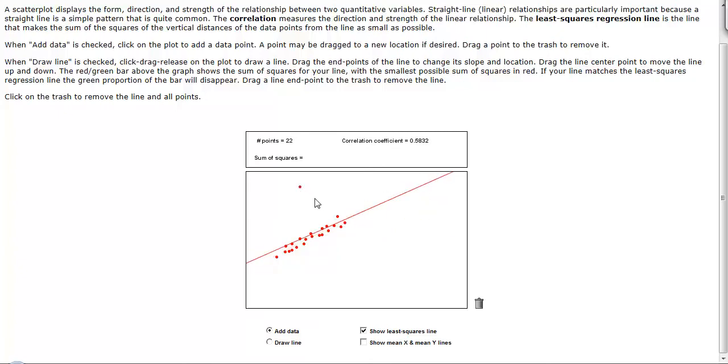And data values up here would be considered influential with respect to the correlation, but not influential with respect to the least squares line. And these are the different kinds of behavior that can be exhibited with scatter plots when you are looking for these influential observations.